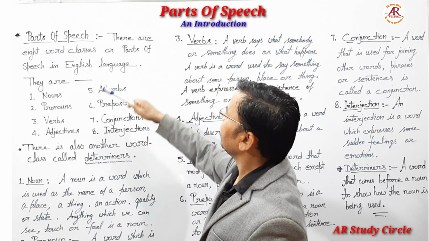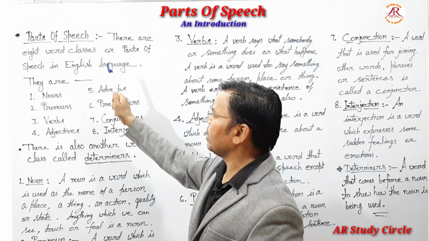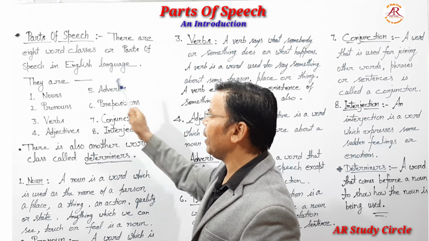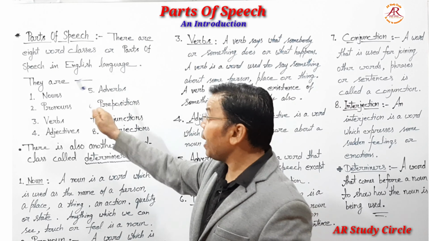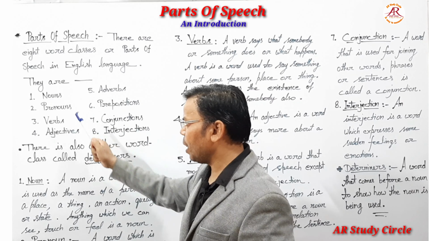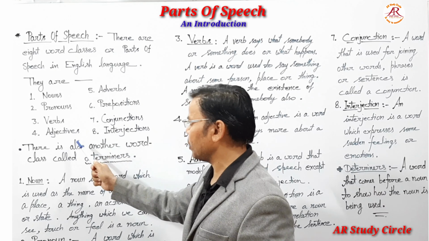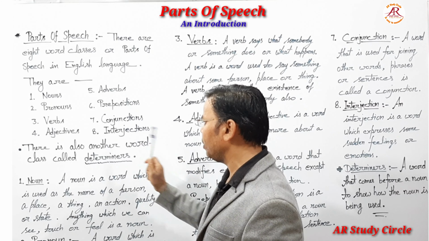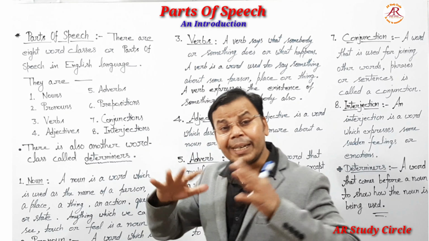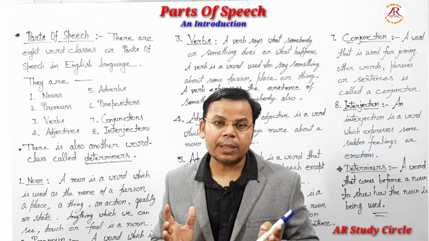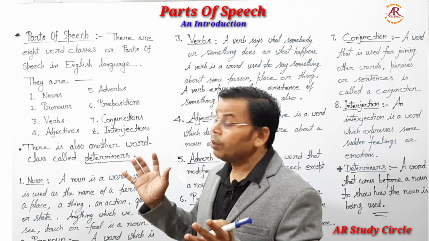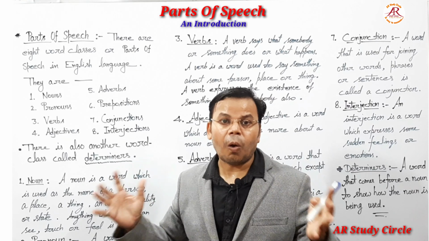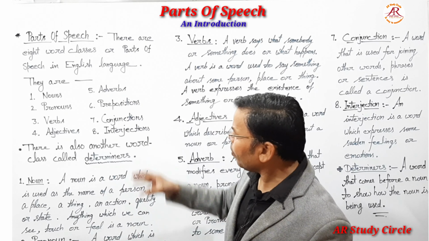There are 8 word classes or parts of speech in the English language. They are nouns, pronouns, verbs, adjectives, adverbs, prepositions, conjunctions and interjections. These 8 word classes are called parts of speech.